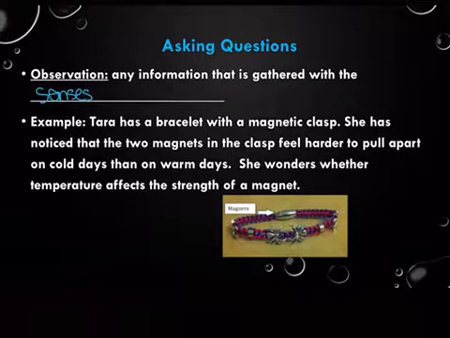So we are going to look at this example that deals with this bracelet. So Tara has a bracelet with a magnetic clasp, which is right here. She has noticed that the 2 magnets in the clasp feel harder to pull apart on cold days than on warm days. She wonders whether the temperature affects the strength of the magnet. So these observations are based on her sense of touch when it comes to her sensation of how hard it is to pull the magnets apart, and feeling of cold versus warm.